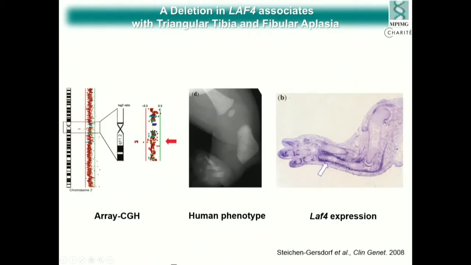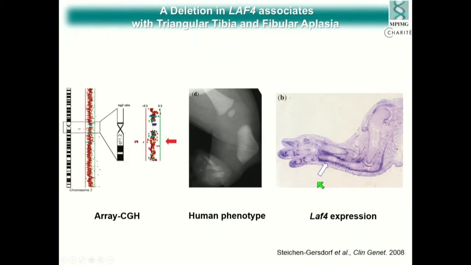Now I'll go into a few examples of how we can apply this approach and how crazy and nice it was for us to have it. This is a story that started maybe in 2006 or something like that, where a patient had a triangular tibia and a fibular aplasia, which is a syndrome that was at the time novel, and we didn't really know much about it. So we did an array CGH, and we found that this patient had a deletion in a gene called LAV4. And when we did an in situ hybridization to see where LAV4 was expressed, we saw that it was actually expressed in the perichondrium.